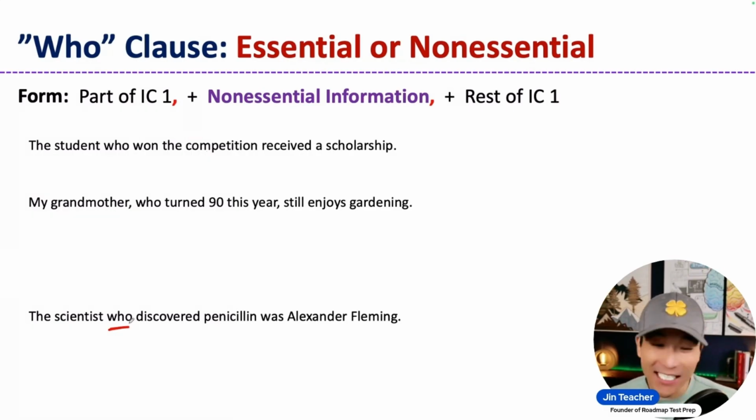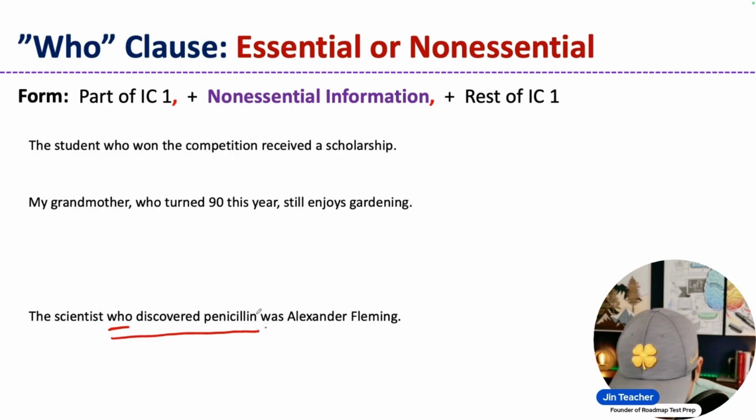If you just read it, you can tell where it ends by reading it. It usually comes before the verb, so it usually ends before the verb. So it says, who discovered penicillin was? Nope, not was. That's the verb, right? So it's going to end right over here. So this is my who clause here.